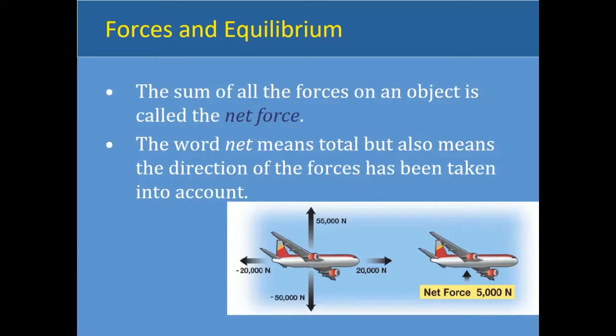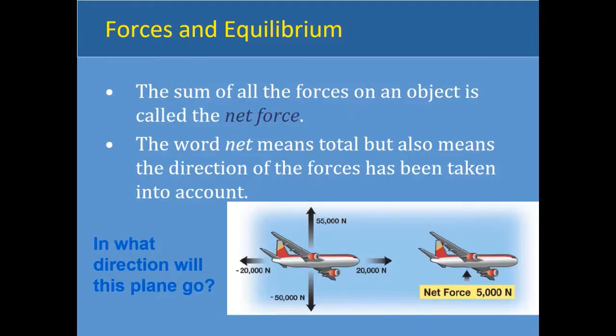So if we take a look at this particular picture down at the bottom of the slide, what direction is this plane going to go? Well, hopefully you recognize that it's pretty obviously going to go up. The net force here is 5,000 newtons. We'll talk more about the unit. There are 55,000 newtons upward, which is what we call the lift force, as opposed to 50,000 newtons of gravitational force. So we have more force going up, which makes the plane go up.